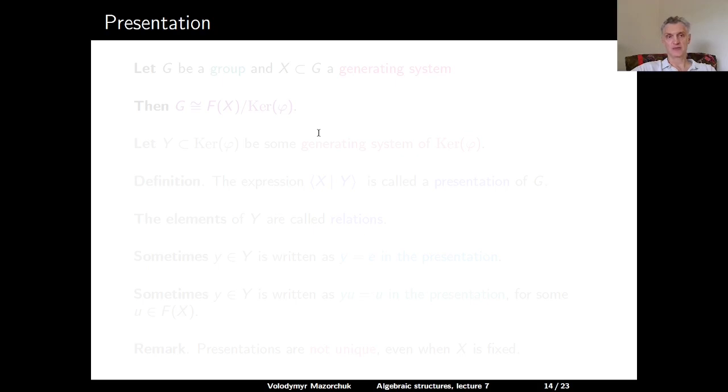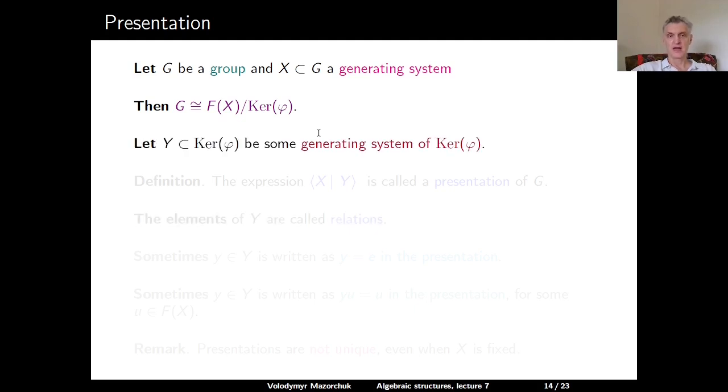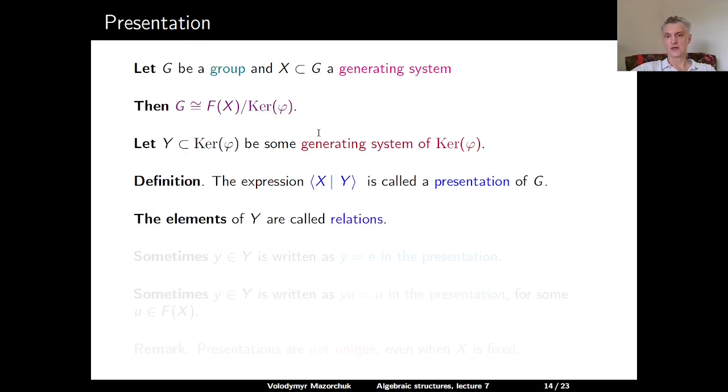Now we can talk about presentations. So let G be a group and X a generating system in G. We just saw that in this case G is isomorphic to the quotient of the free group over X by the kernel of the canonical homomorphism from this free group to G. Let Y be some generating system in the kernel of phi. Then a presentation of G consists of these two sets, a generating system X in G and a generating system Y in the kernel of phi. And the elements of Y are called relations.